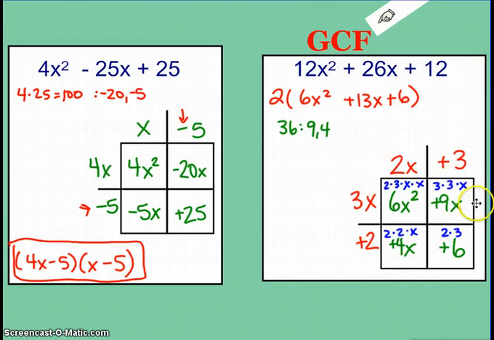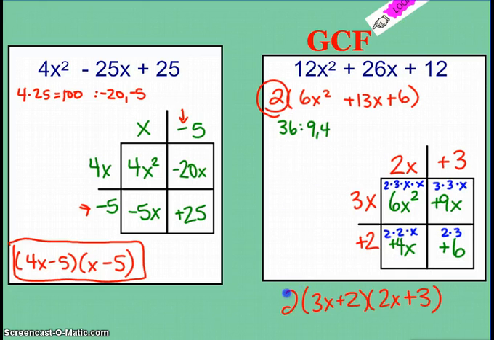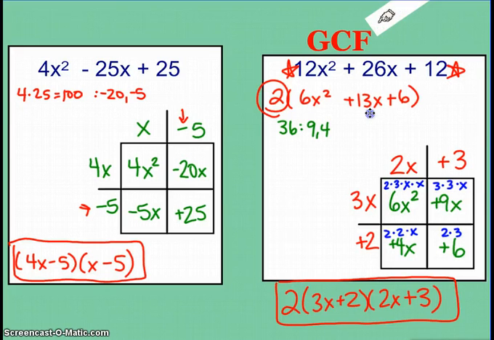Now you may have gotten to this part and you wrote your answer like this. However, there's one thing you may have forgotten. Remember that the greatest common factor needs to go out front. If I were to multiply all of this back, then I would get my original problem that I started with up here. Otherwise, without the 2, I would only end up with the 6x squared plus 13x plus 6.